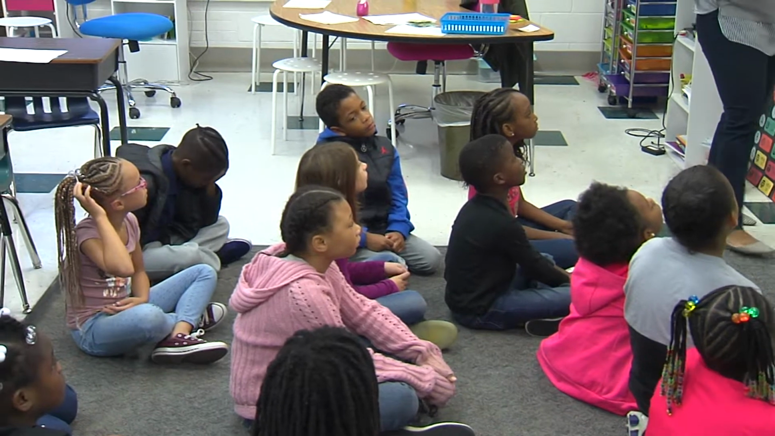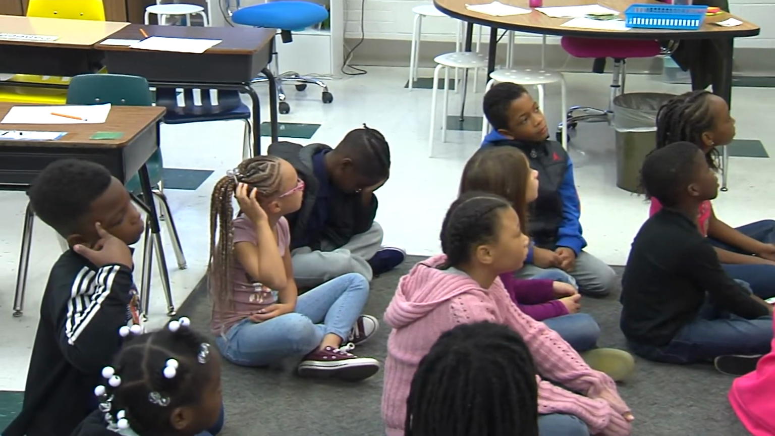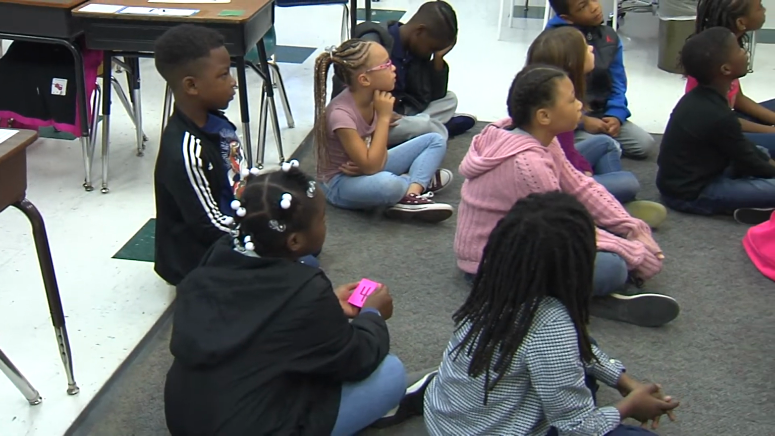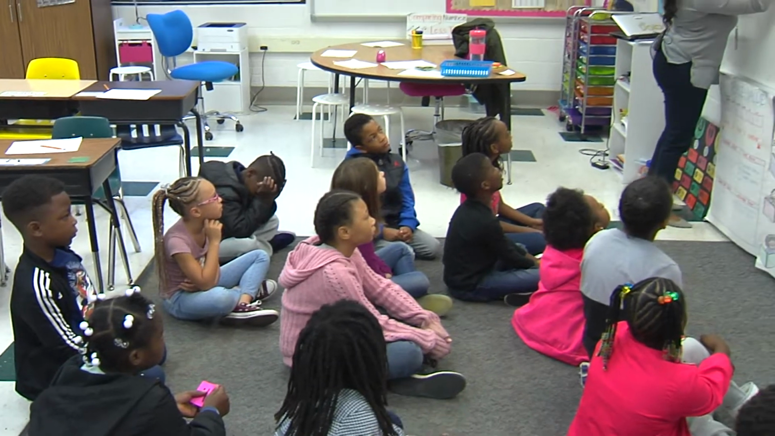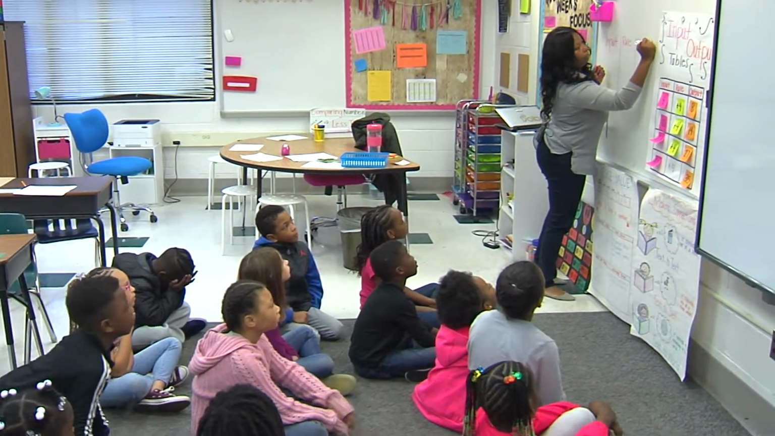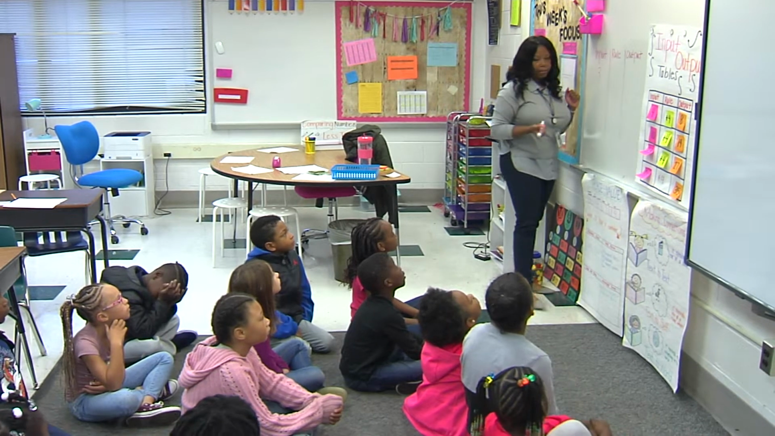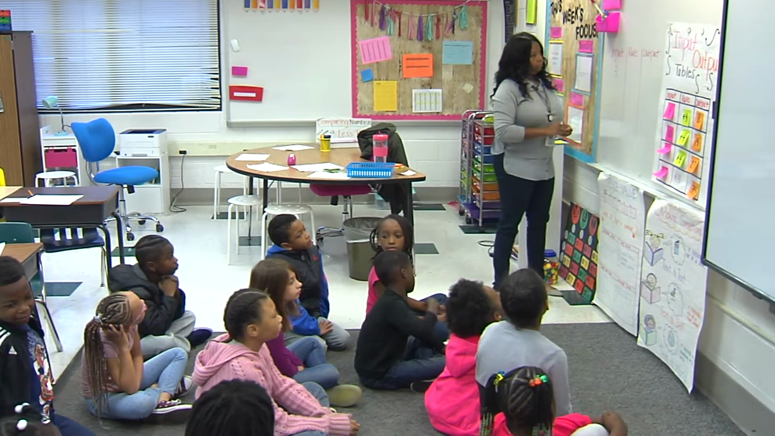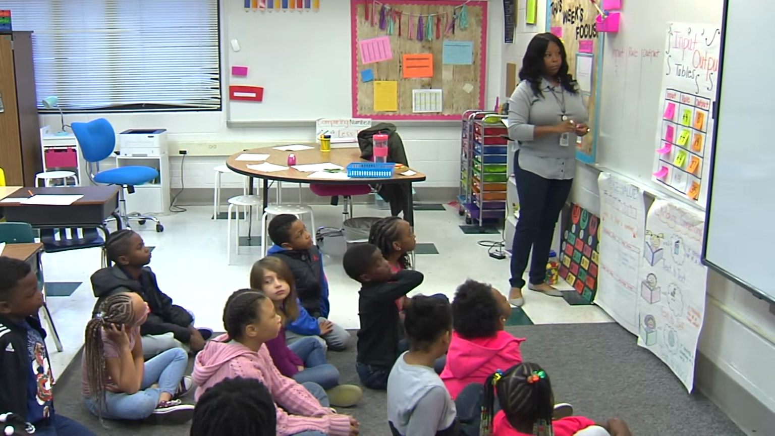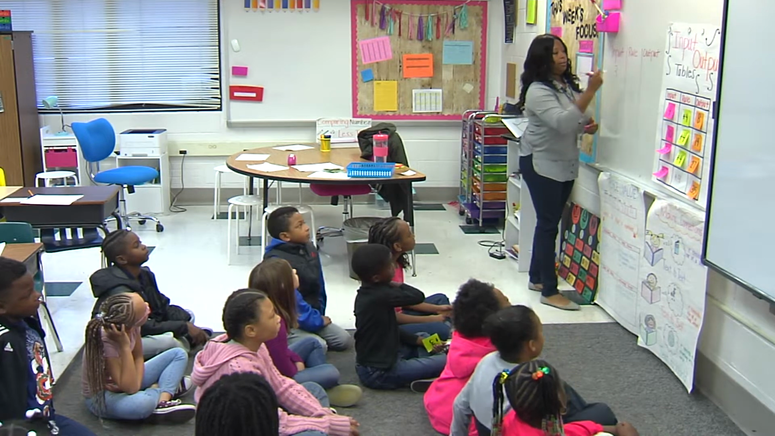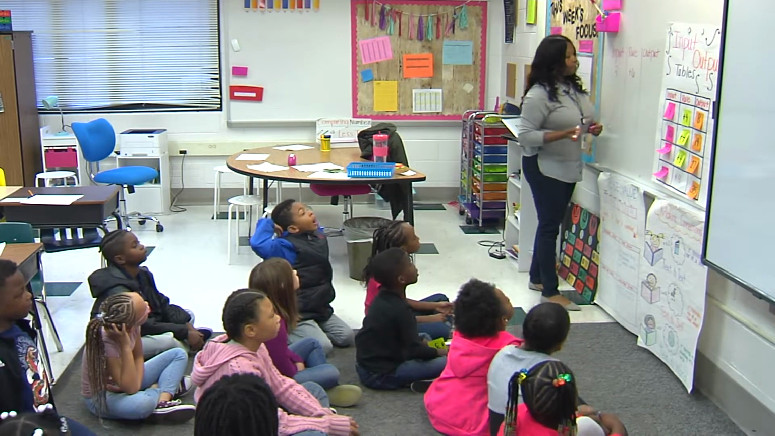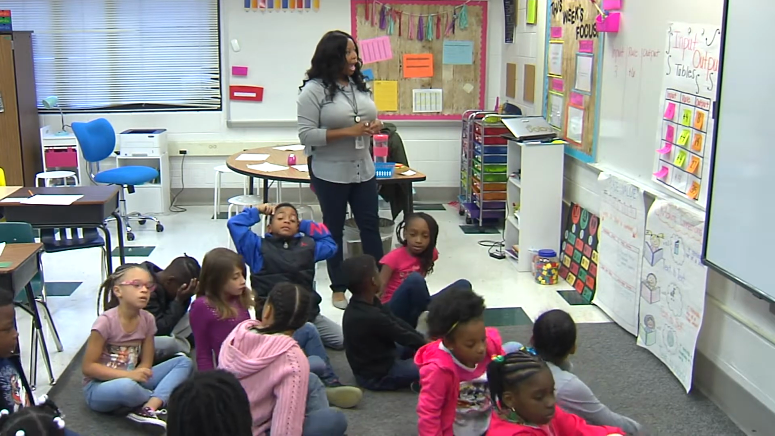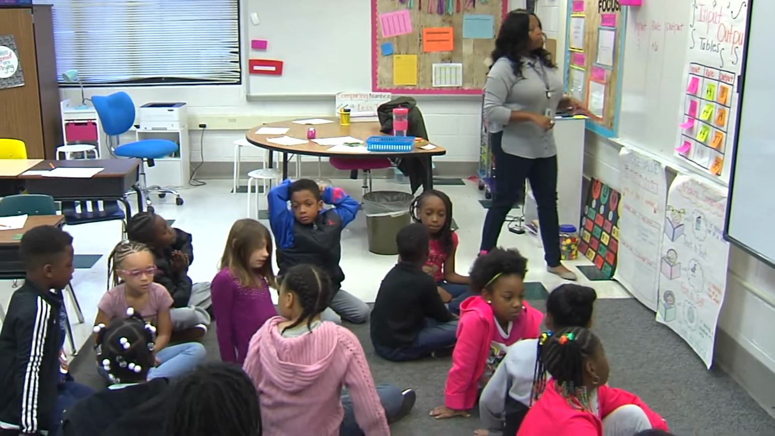So if I decided to make another input-output table, who can give me a rule? Shemaya, what's a rule? What about 6? Plus 6. Okay? Shemaya says our rule is plus 6. What will be my output? Turn and talk to a partner. What will be my output? If I input 3, what will I get out?